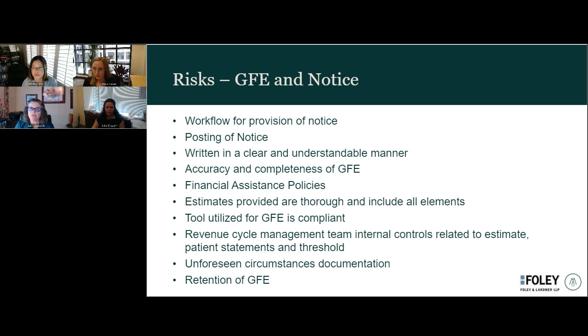I think one of the key things is establishing some type of process to cue the need for completion and delivery of the GFE following the scheduling of an item, which could be an automated process. Once the scheduling happens, it's an uninsured patient, it goes straight to the GFE team, and they get that prepared. Revenue cycle also needs to have strong internal controls to ensure patients' statements align with the GFE, and that any additional unforeseen cost is reviewed before sending to the patient, especially if it's greater than $400 per provider.